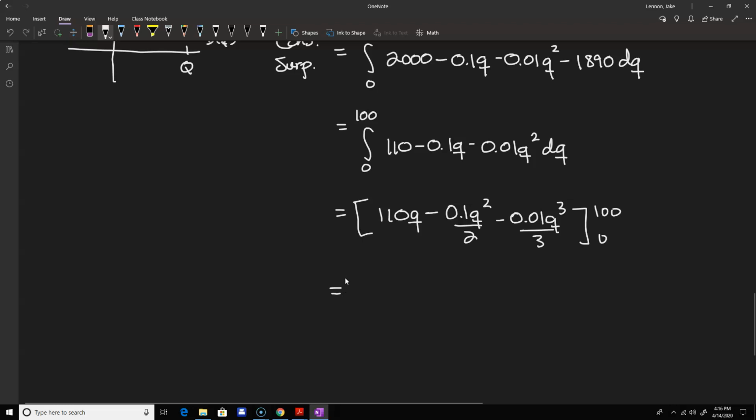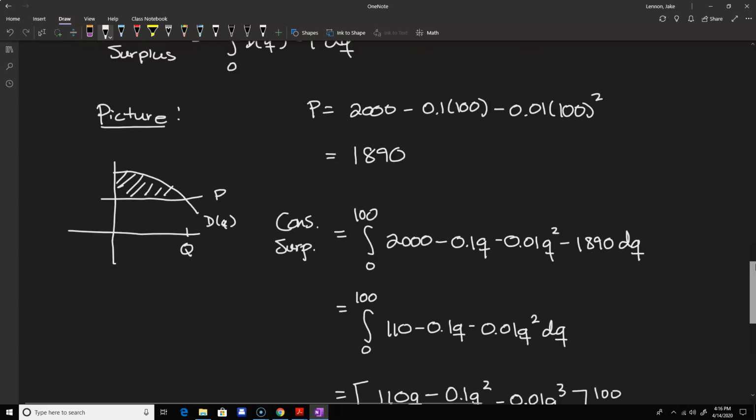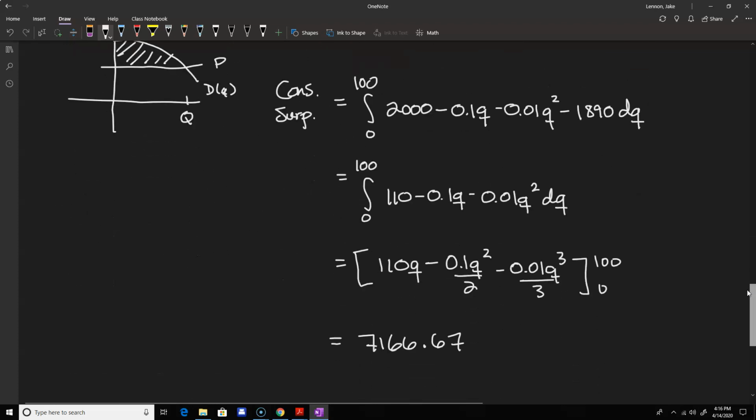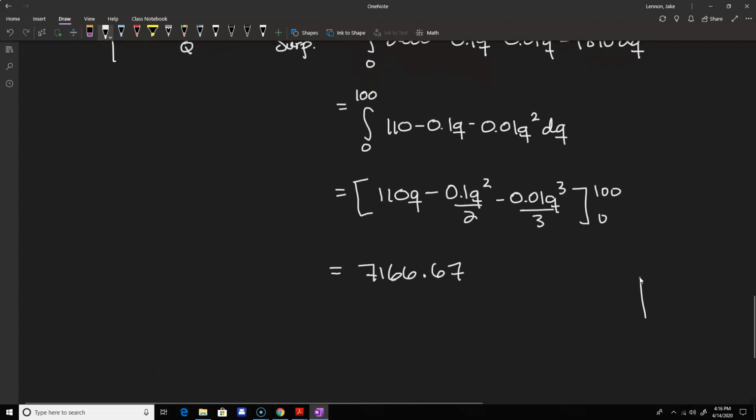So we get 110 times 100 minus 0.1 times 100 squared divided by 2 minus 0.01 times 100 cubed divided by 3. And that comes out to, I'm just going to round this as a decimal, 7166.67. So that would be our answer there in terms of the consumer surplus. I don't know if it's specified dollars or any type of currency here, but we could assume it's dollars or something like that. Anyway, so that should be the answer for problem number 3.